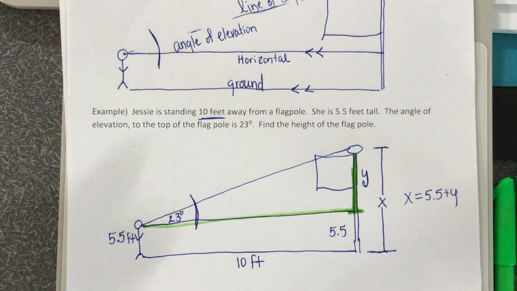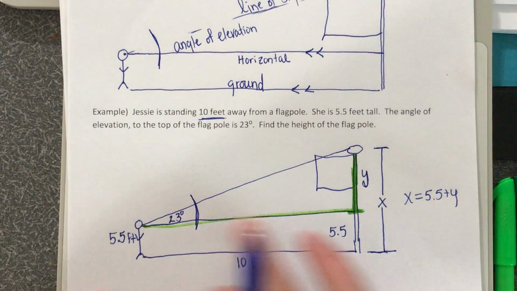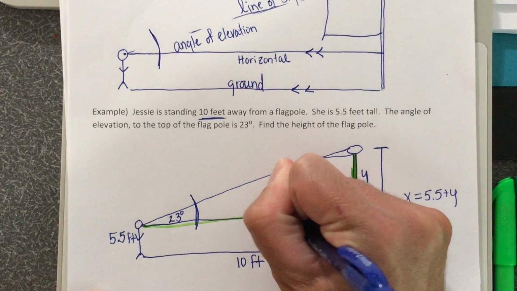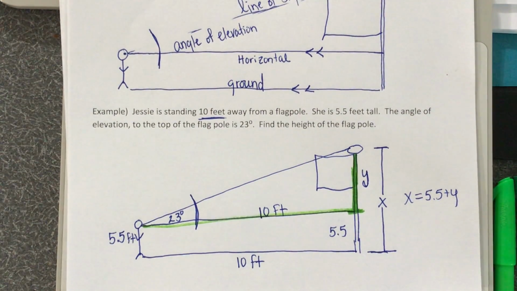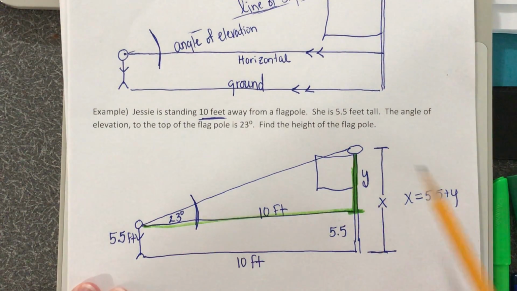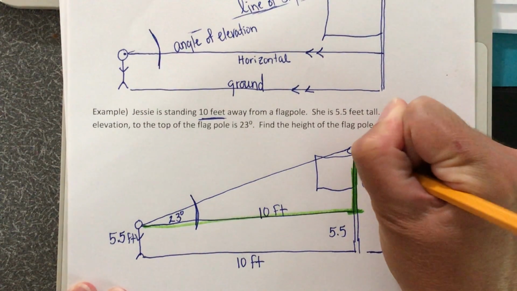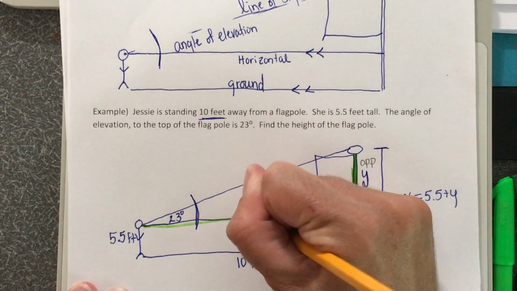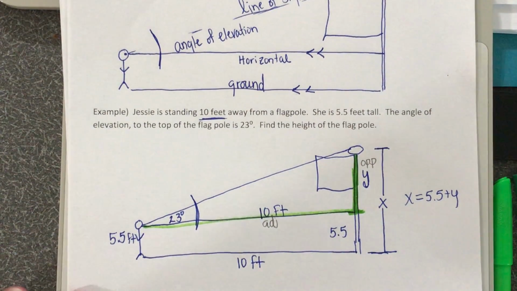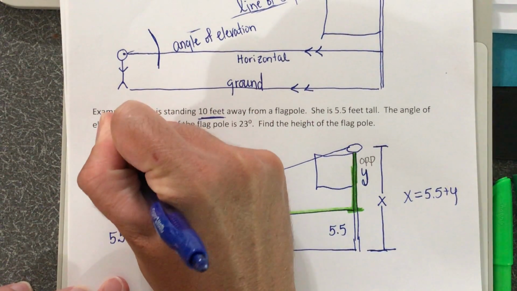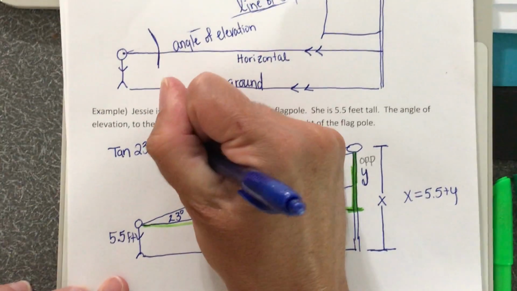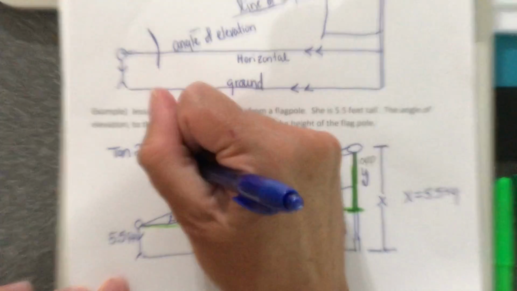Now, the other thing that we know here is this horizontal line. So even though she's 10 feet away, well, that's also going to be 10 feet here. So now, let's label accordingly. So in this picture, with our angle, we know opposite, or we're trying to find opposite, and we know adjacent. So which ratio uses opposite and adjacent? Tangent. So we're going to set it up. Tangent 23 is equal to opposite over adjacent.